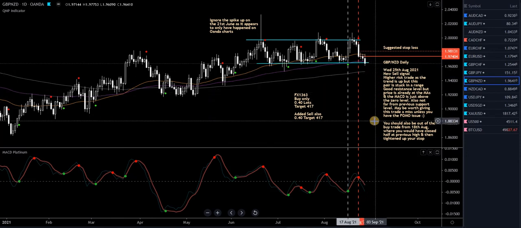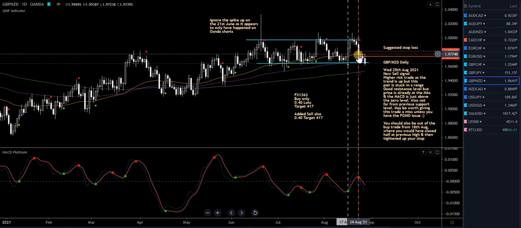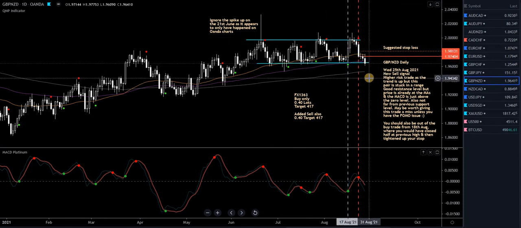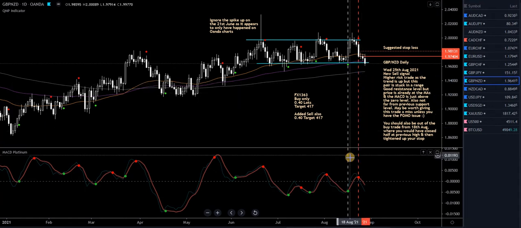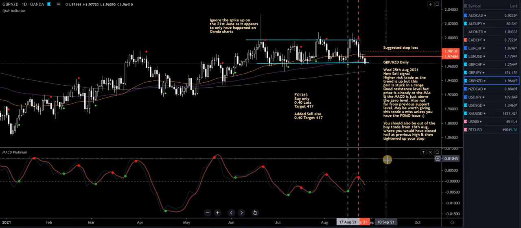You can read my notes here about it. It'll eventually break out of this range, and you want to be on it when it does, but in the meantime, you don't want to be too much at risk either. You can see the MACD platinum through the zero level heading down. It might just keep on heading down now.